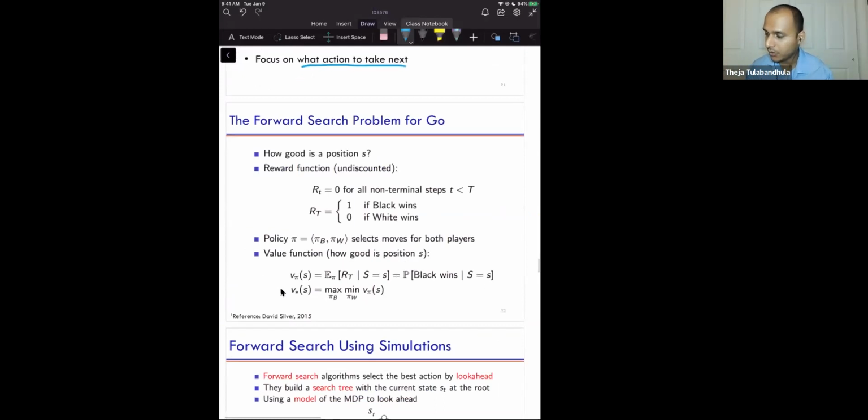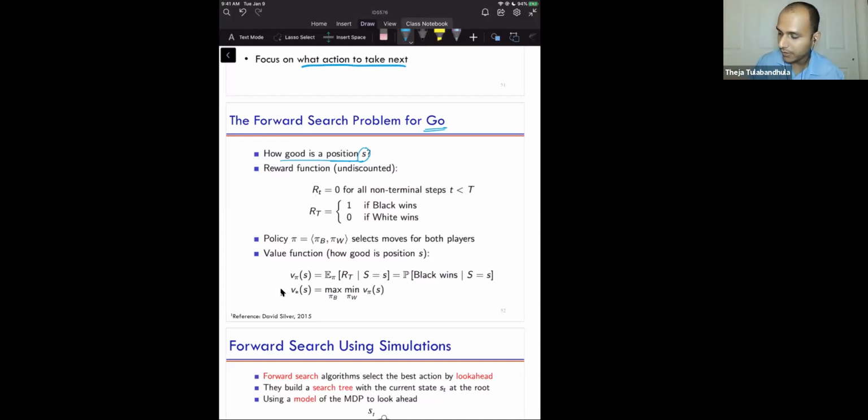So let's go back to Go. In Go, we want to say how good the position S is, where S is the state, and what action I should take in position S. So we can talk about state value functions and state-action value functions. For this slide, I'm just talking about state value functions. Let's say we want to figure out how good the position is.